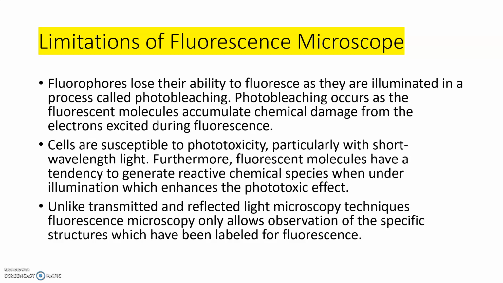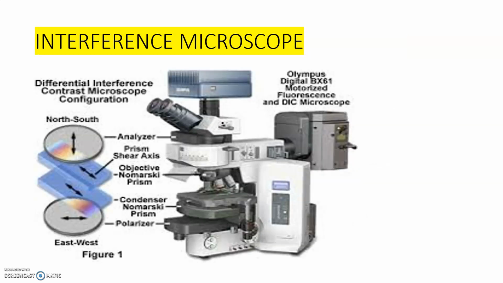Unlike transmitted and reflected light microscopy techniques, fluorescent microscopy only allows observation of specific structures which have been labeled for fluorescence. So that's all about fluorescent microscopy.